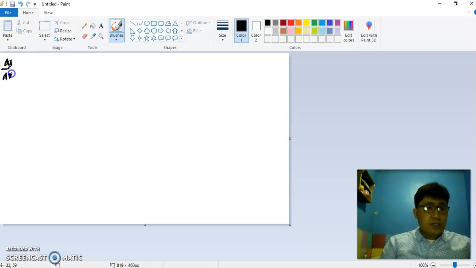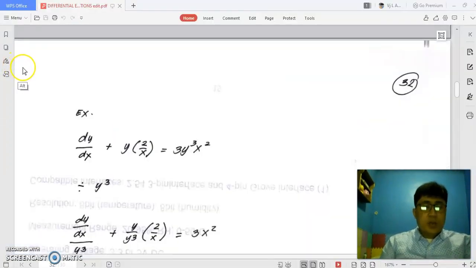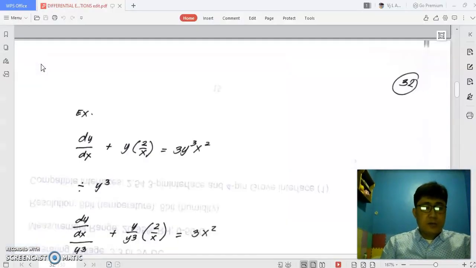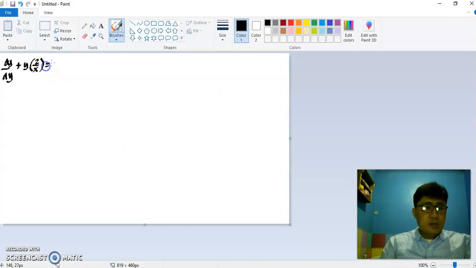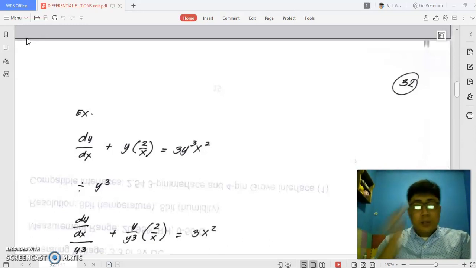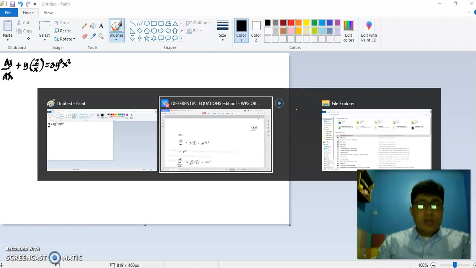So dy over dx plus y times 2 over x equals 3y cubed x squared. Let's check. Sorry, this is wrong. This is dy over dx plus y times 2 over x equals 3y cubed x squared.